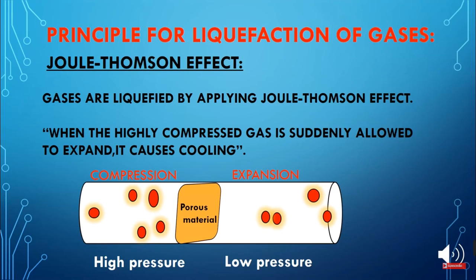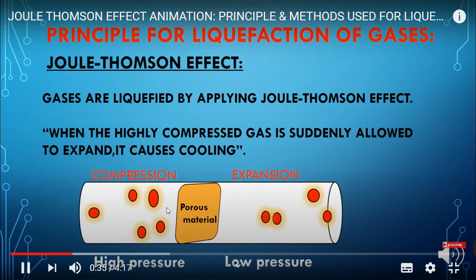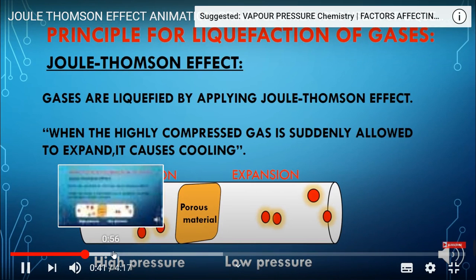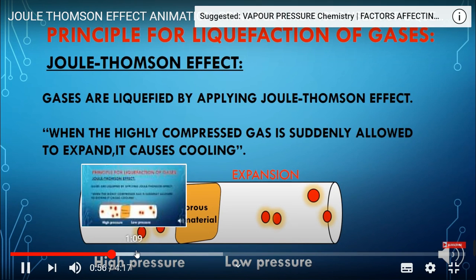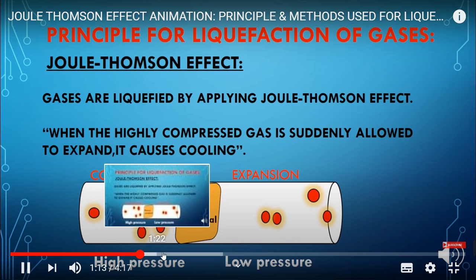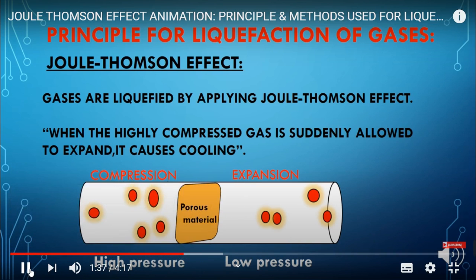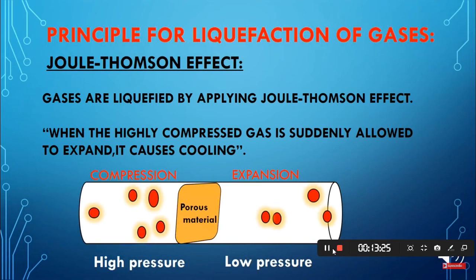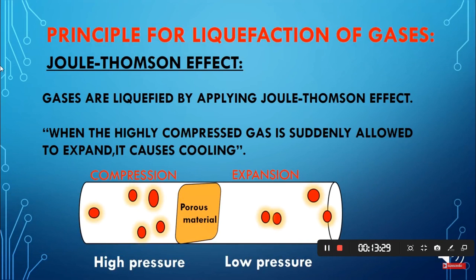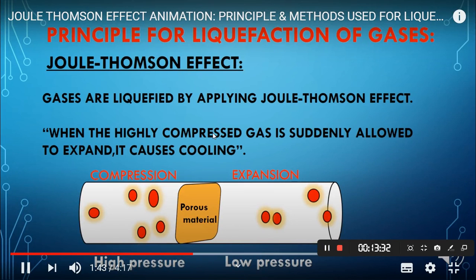So let's discuss the mechanism of the Joule-Thomson effect. As you can see here in the diagram, the gas molecules are passed from a high pressure region to the low pressure region through a porous material. When allowed to pass through, there is an increase in the kinetic energy of the molecules, so they change into the liquid state. Most methods of the liquefaction of gases are based on the Joule-Thomson effect.